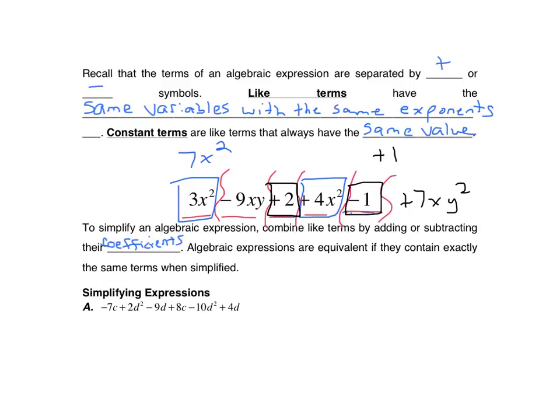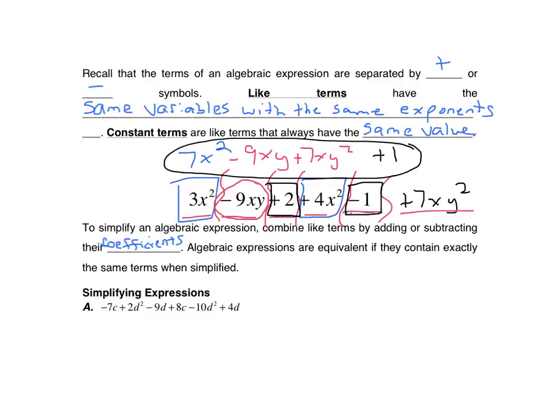And then I'm going to look at -9xy. It has the same letters as 7xy squared, except the y in -9xy is not squared. So it cannot be combined with xy squared because they aren't the same. So in this case, 7xy squared and -9xy are not like terms and have to remain separate. So if we were to simplify, that would be our simplification.